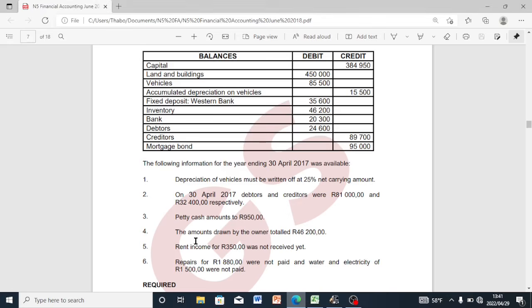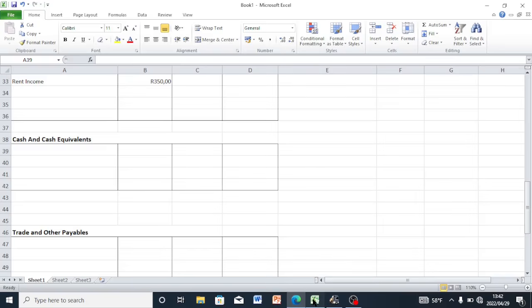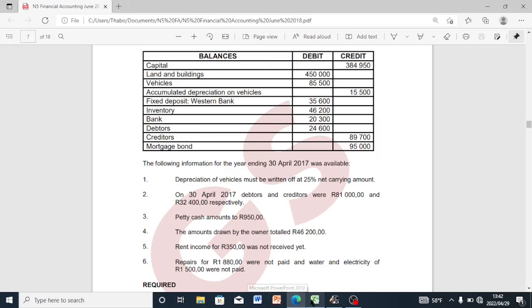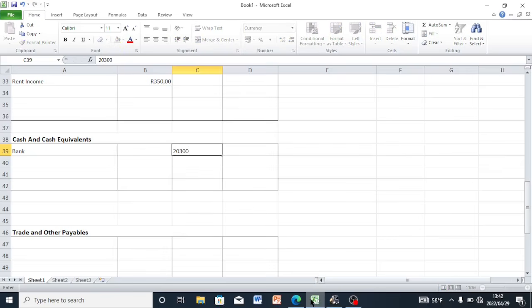Looking at our information, we don't have any information regarding the bank, so we are going to take the balance at the end of the year from our trial balance. For bank, we are going to take the 20,300 recorded under our cash and cash equivalents. We are going to say bank. This is bank at the end of the year. Let me double check it. It's 20,300 rands.